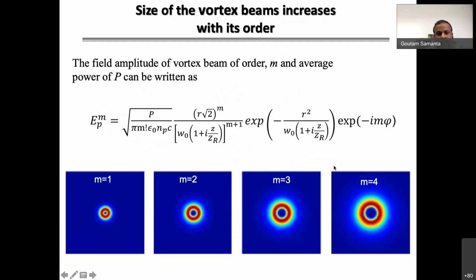The electric field of the vortex beam, unlike the Gaussian beam, has the Gaussian part and an additional part for the vortex. There is an order-dependent term in r, meaning in the spatial extent. If it is 1, the intensity distribution looks like this, and likewise for 2, 3, 4. As you can see, the size of the beam increases with the order. If you have a higher order, the size of this donut will keep on increasing.